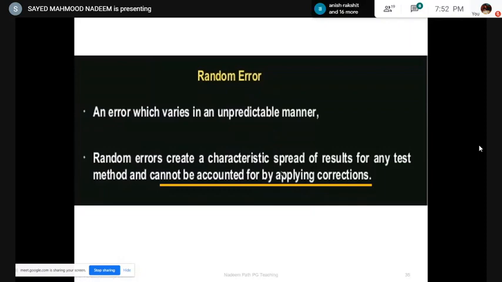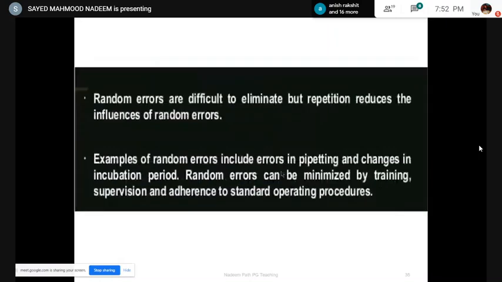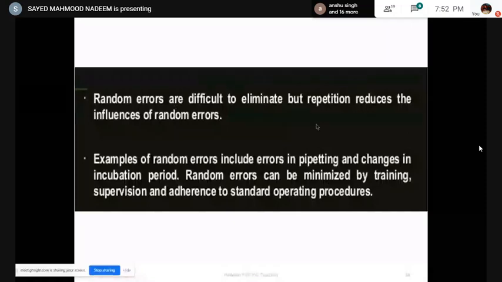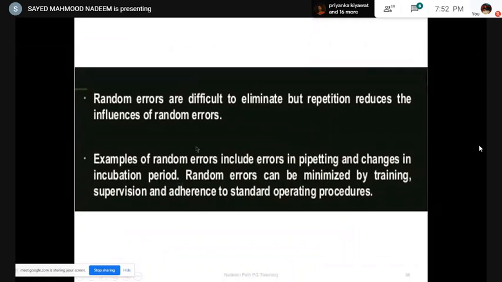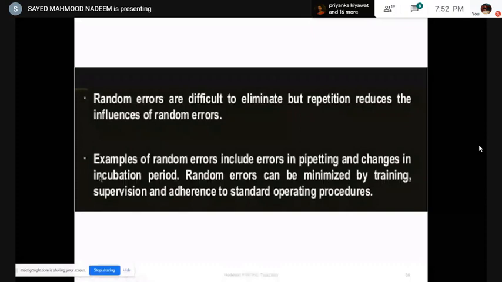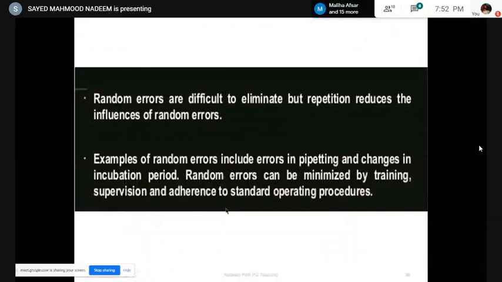So this is a random error, and the only way to eliminate random errors is by repetition. Examples of random error are error in pipetting and changes in incubation period, and these random errors can be eliminated by good training, using SOPs properly, and doing good machine maintenance. So whenever you see an error happening on one side of the mean, it is surely a random error.